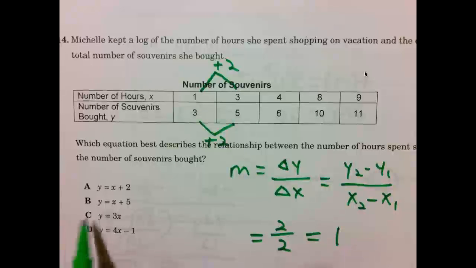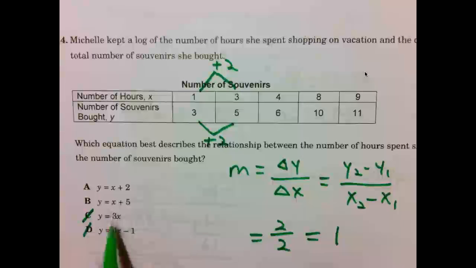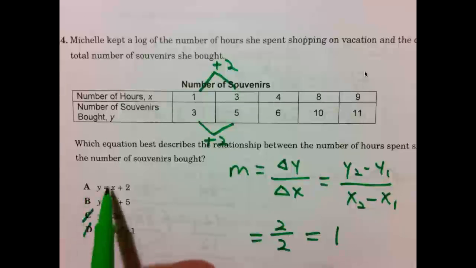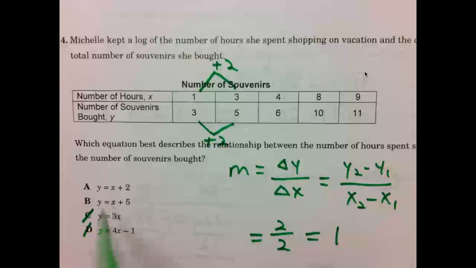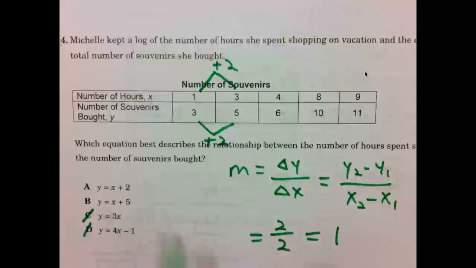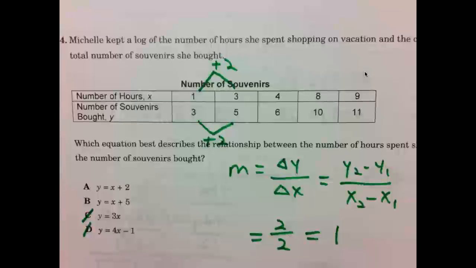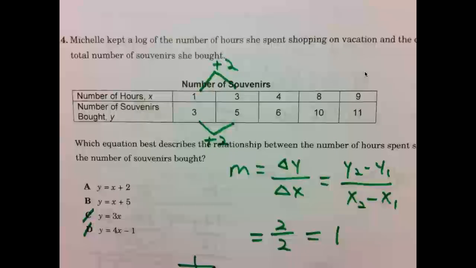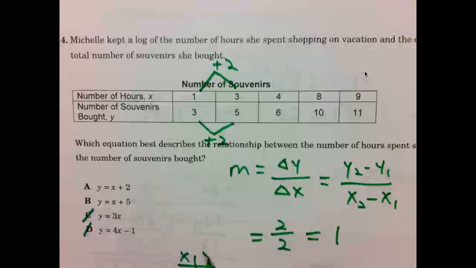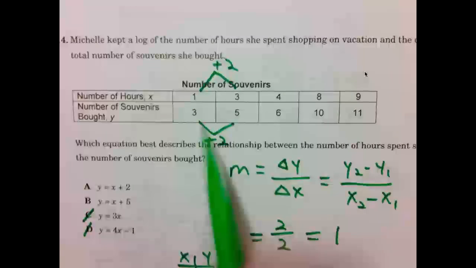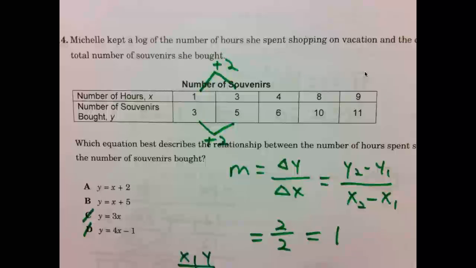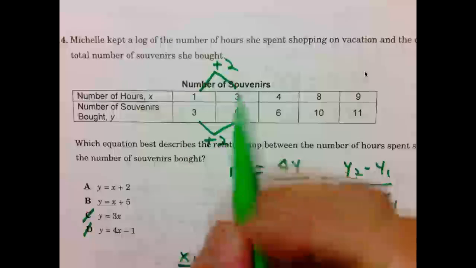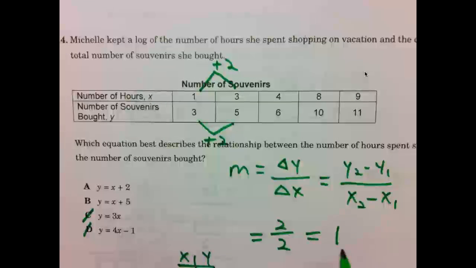Well, that eliminates C and D as they have slopes of 3 and 4. Here A we see has a slope of 1, and so does B. So the question is, which mapping is it? Well, we know we want 1 to map to 3 and 3 to map to 5. So let's do the substitution, assuming that it is B.